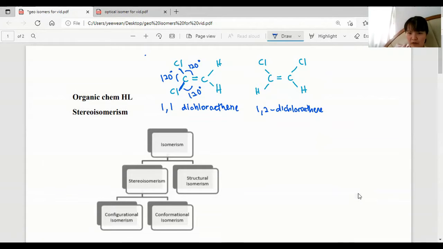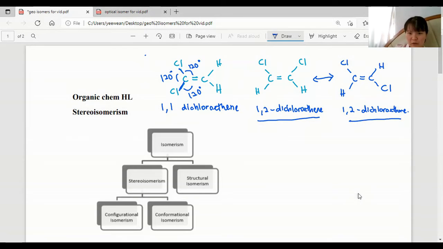Okay, what if I draw another one this way? It is still going to be 1,2-dichloroethene from an IG student's point of view. But now at IB level, they're not the same anymore because these are not each other. Although they've got the same names, the position of the chloros are not the same.